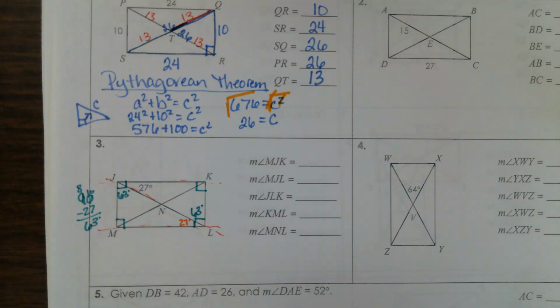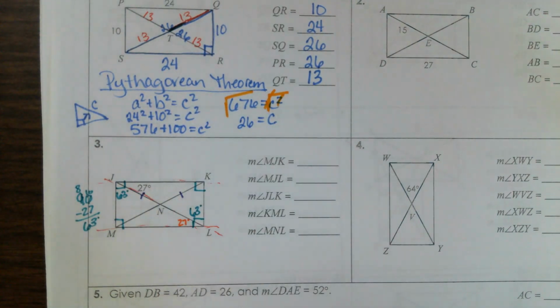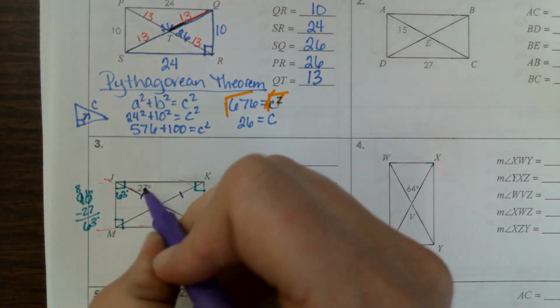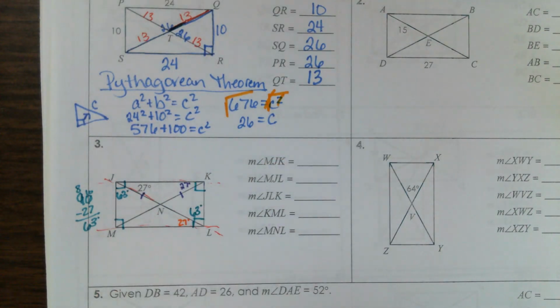Okay, so it gets a little confusing with these because we are going to pull so much information that you have learned already in the past, okay? So they told us that our diagonals are congruent. Well, if those are congruent, I'm creating isosceles triangles. And isosceles triangles, their base angles are also congruent. So that means this one would also be 27.